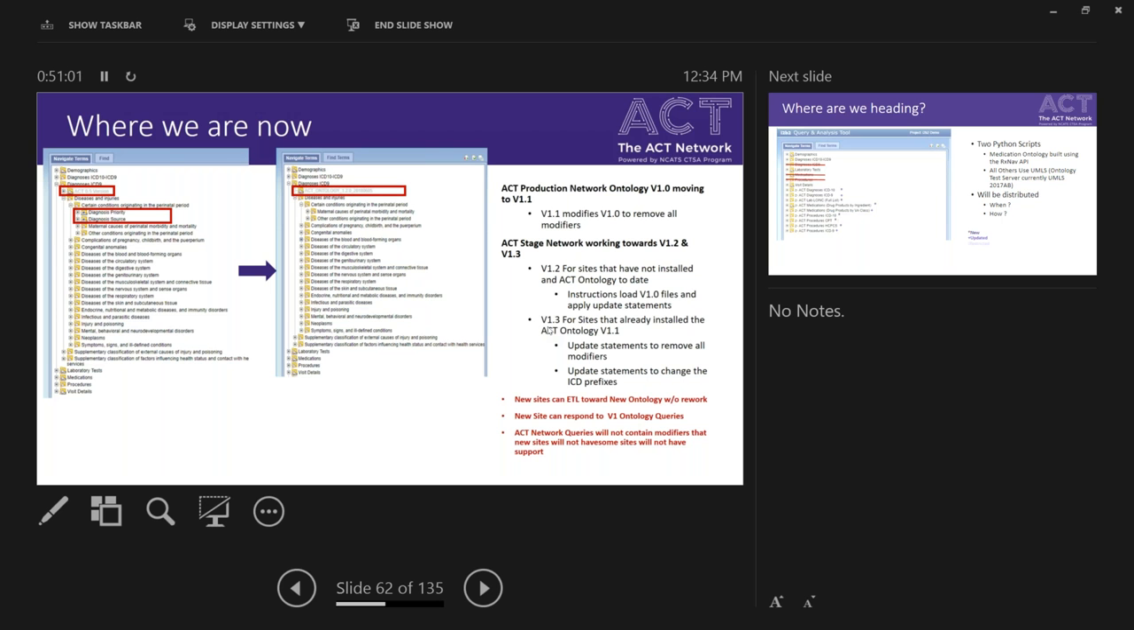But we had given them an ETL coding guideline that told them to do these things. So they may have already coded to ICD-9-CM, ICD-10-PCS, or whatever. So we are trying to align the ontology to what we told them we would be doing for the new ontology. But the production sites did not, so that's why we're not doing that for them. But what we want is for the Shrine ontology to be able to work for both sets of groups.